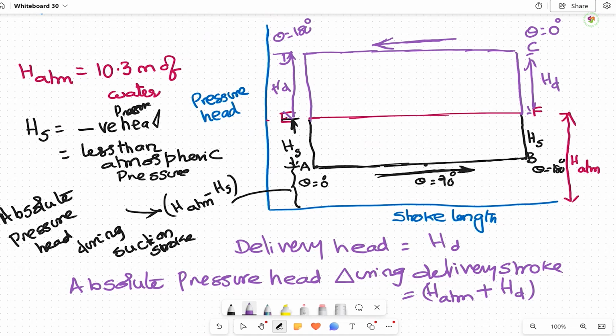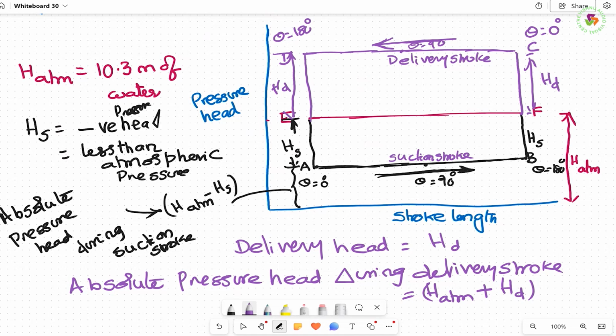When the delivery stroke means pushing, delivery is taking place. During the entire delivery stroke, the pressure is again basically the same. Somewhere here again you can have theta equal to 90. This is what we call the suction stroke. This is the delivery stroke. AB represents the suction stroke, CD represents the delivery stroke, EF represents the atmospheric pressure head.